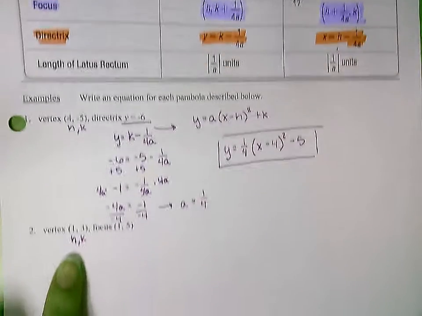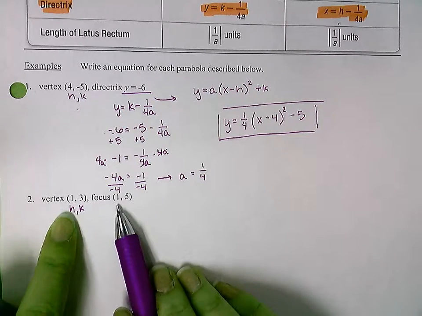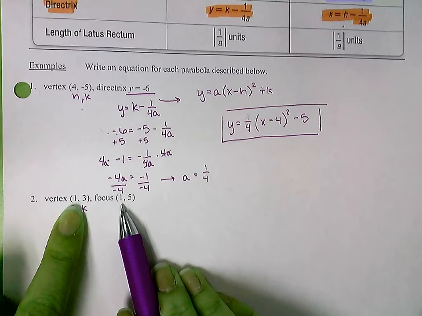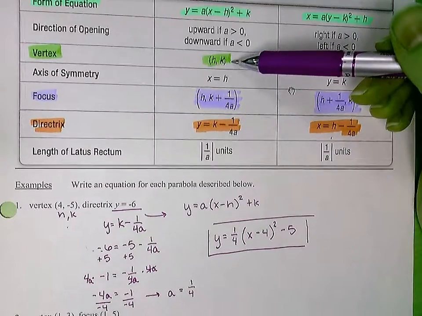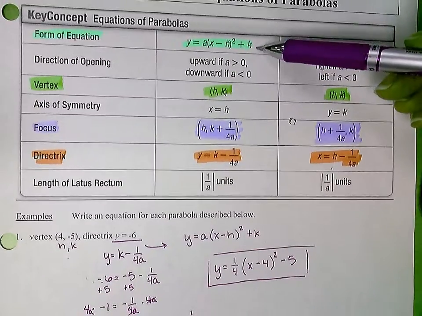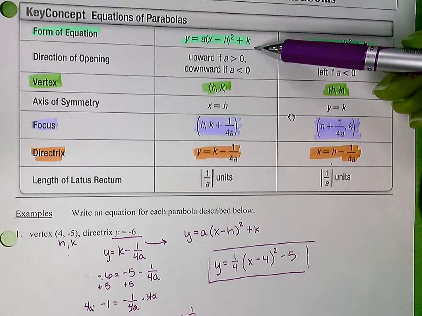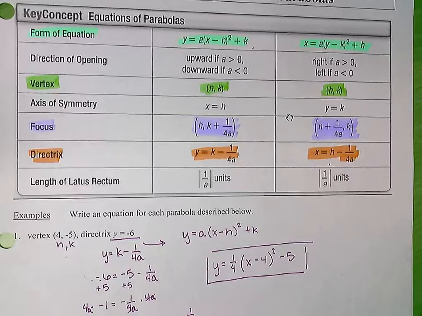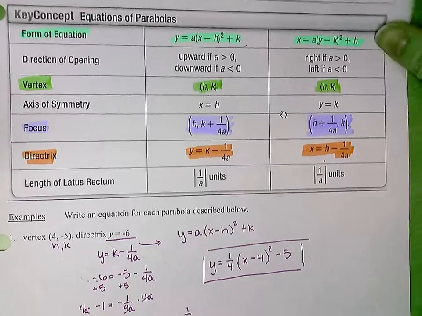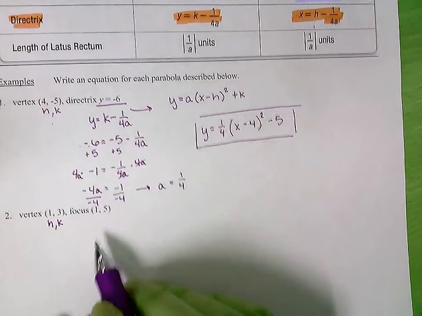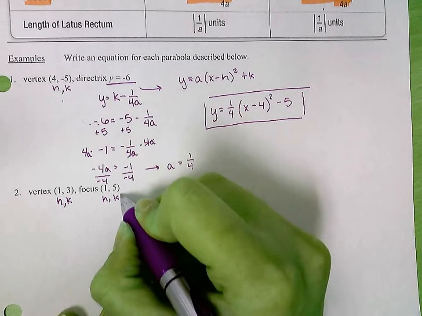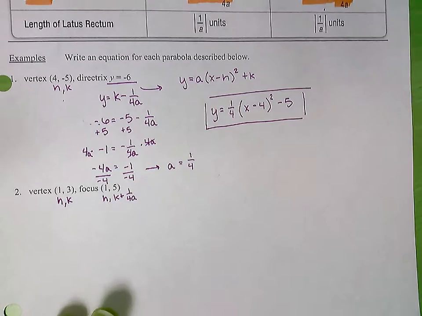Okay, so if I look at my 2 points here, both of these values in front are the same. Okay? If I look at this one, those stay the same. Okay, so it's going to be in this form. What if it's not? Then your second number will be the same. So my focus here is h comma k plus 1 over 4a.